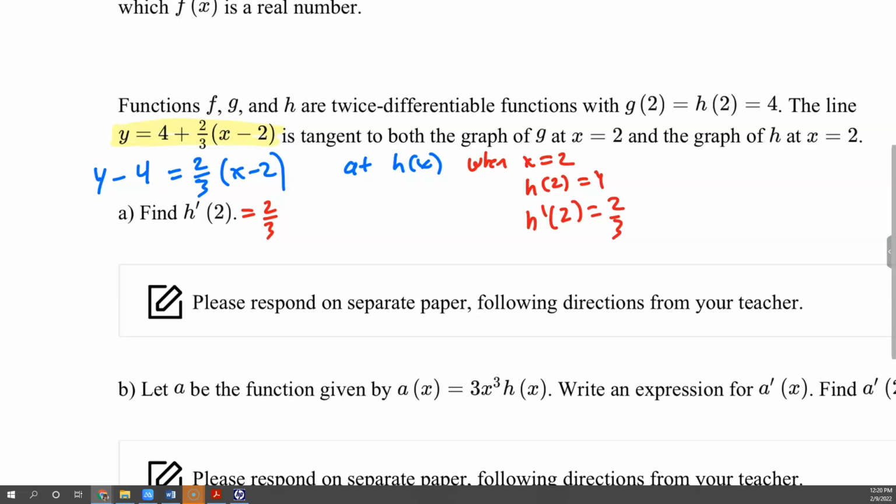The same is going to be true for g. If it's a tangent to that one as well, the same will be true. I don't know that we need to know that, but just to be concise here. At g of x, because it says that's a tangent line, x is 2. G of 2 is 4, which it told me up there anyways. And then what's g prime of 2? Also 2/3, because it's tangent lines to both of them. We like it? I like it.